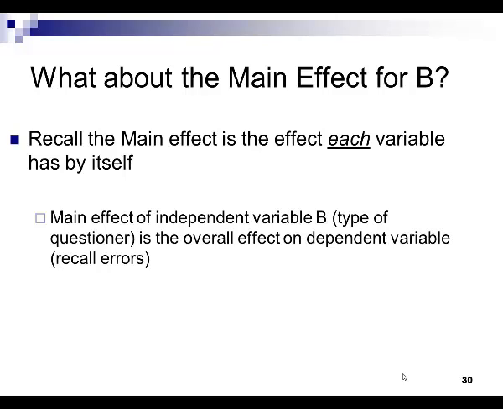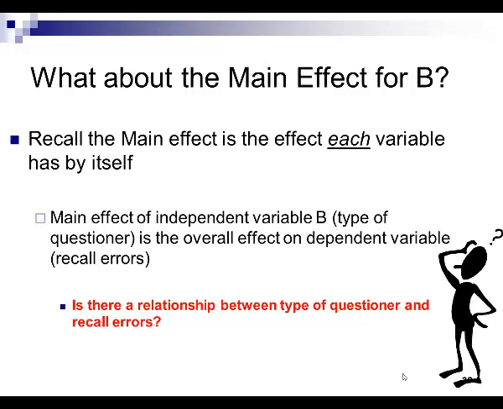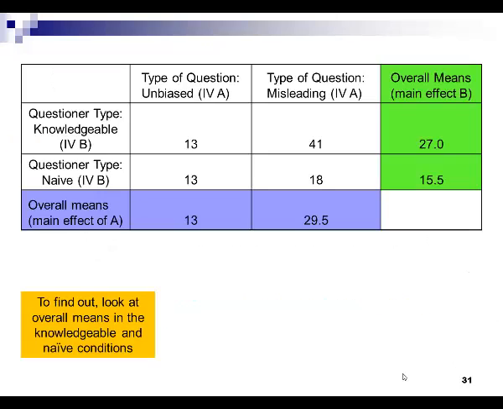So the main effect of the independent variable, the type of questioner, for the second one is the overall effect on the dependent variable regardless of the other variable, which was misleading versus unbiased. So the question that we're asking here is, is there a relationship between the type of questioner, knowledgeable versus not knowledgeable, and recall errors? So to find out, we look at the overall means in the other variable, variable B, which is knowledgeable versus naive.